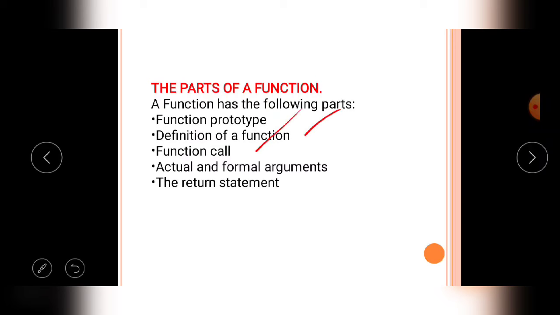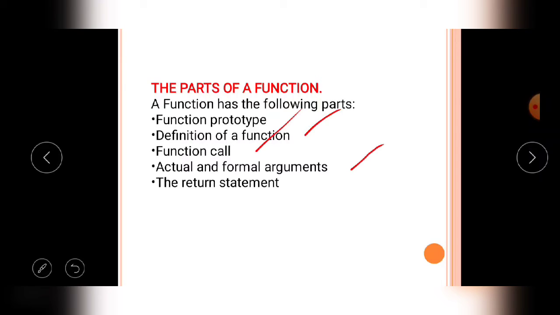Okay, he can call that function. So the function call is a mechanism to call the function. When the function is called, the process of execution starts from top to bottom in the function. Next, actual and formal arguments.